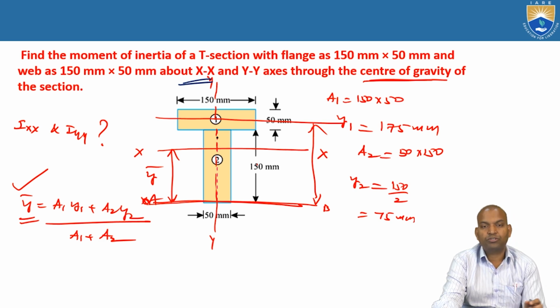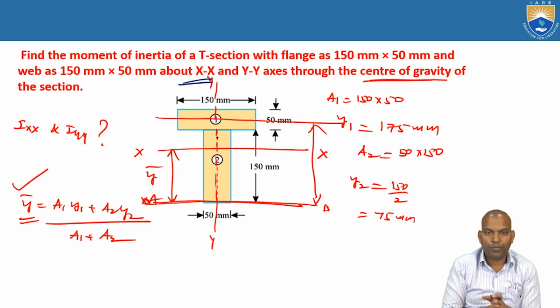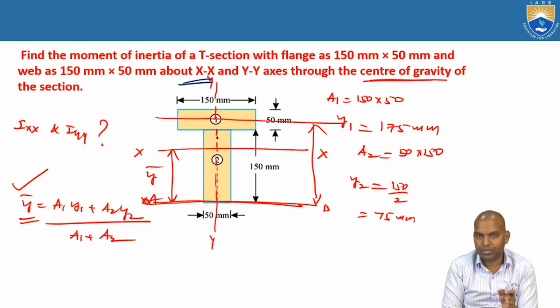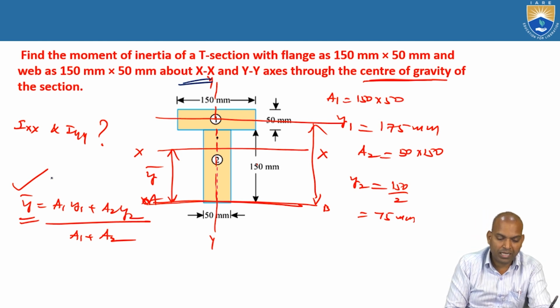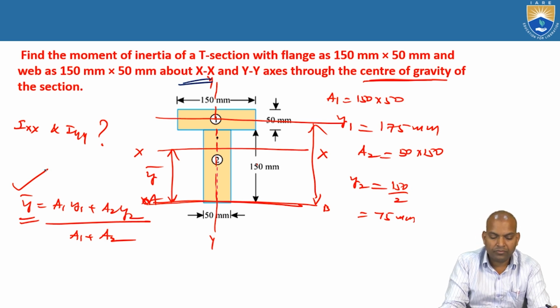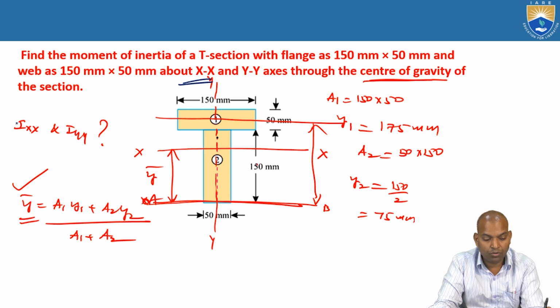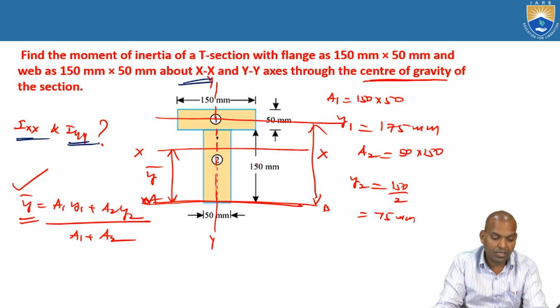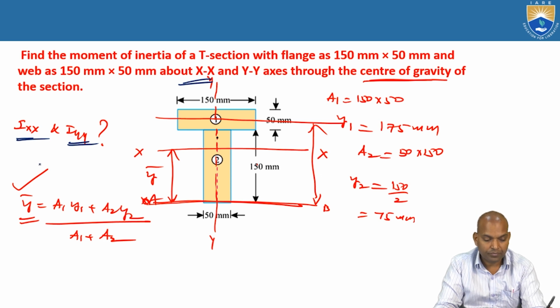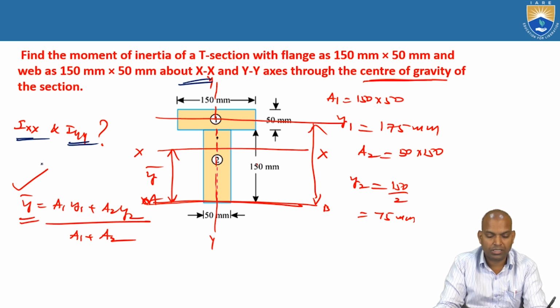So, to calculate the moment of inertia about the centroidal axis, we need the concepts of centroid calculations. That's why we calculate the centroid. After calculating the centroid, we applied the parallel axis theorem. We found the IXX and IYY values and concluded that the value of IXX in this section is greater than the value of IYY. Those axes are passing through the center of gravity of this T section.